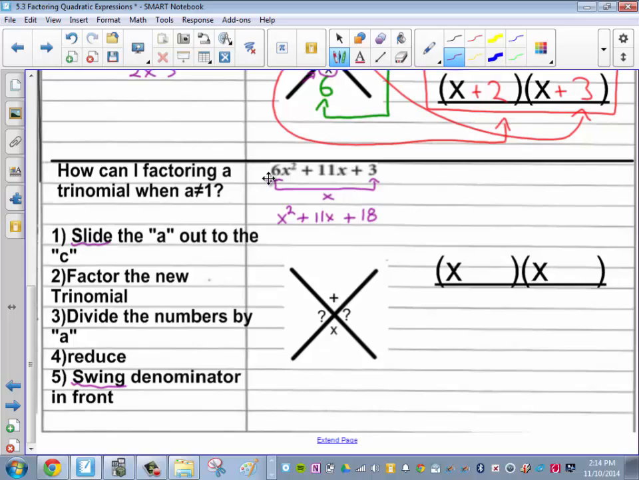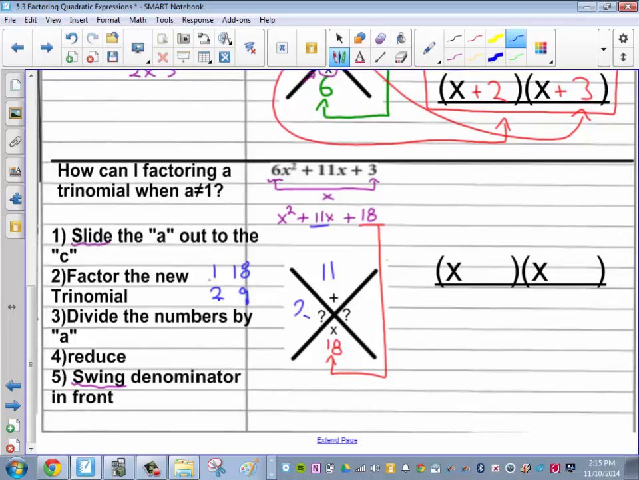Now, you're going to factor this new trinomial. So, we're going to take this 18, we put it down here. And you're going to take the 11 and put that right there. Now you got to ask yourself, what times what is 18 that adds together to be 11? I'm going to start with 1 and 18, but you can't add those together to be 11. So then we got 2 and 9. 2 plus 9 is 11. 2 times 9 is 18.